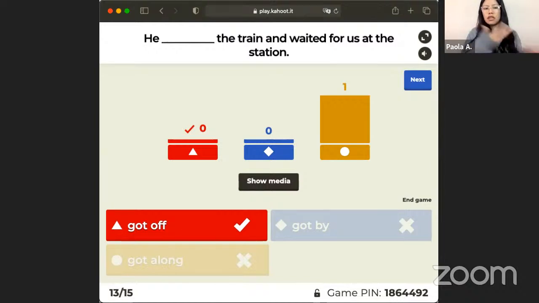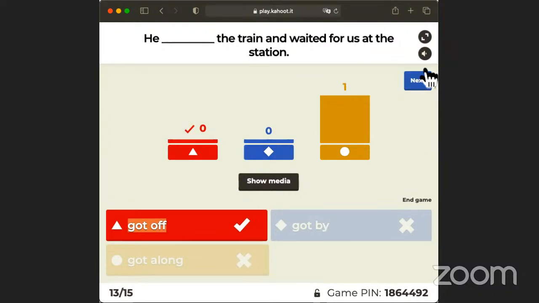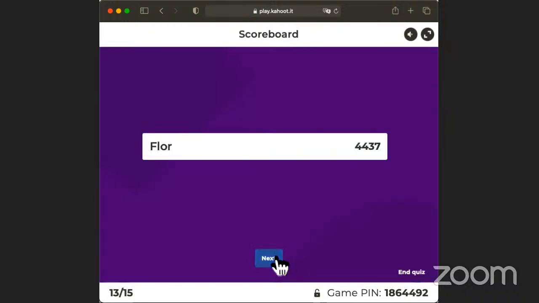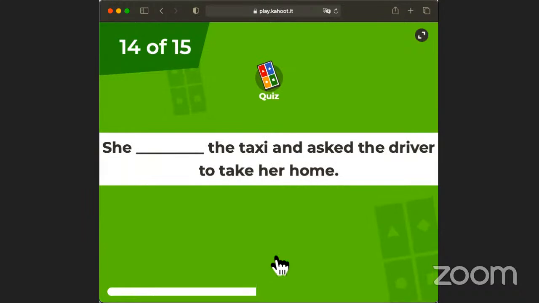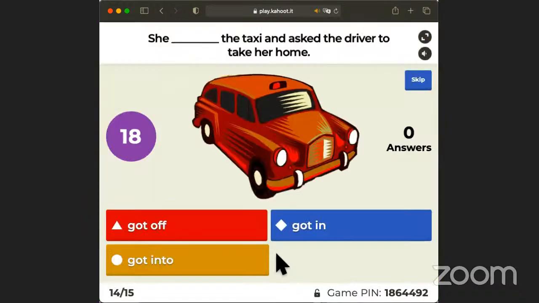So he came out of the train. It's the same as another phrasal verb. Yes, he left the train. He was sitting on the train and then he came out. That's the meaning of got off. And then it says he waited for us at the station, not on the train. So get off is like come out. Okay. Next one. She got out, no, sorry, got off, got into the taxi.